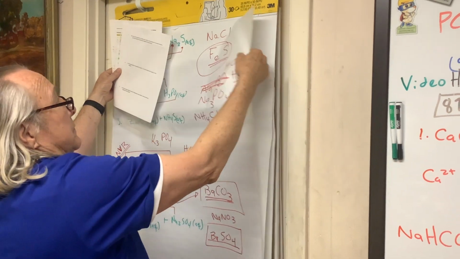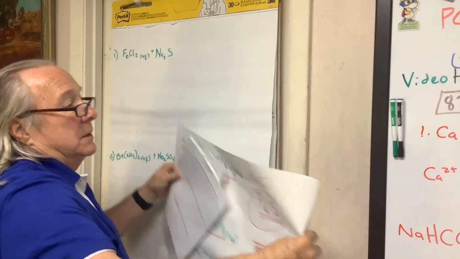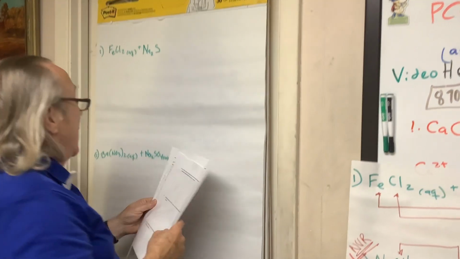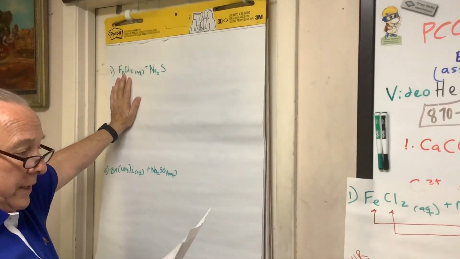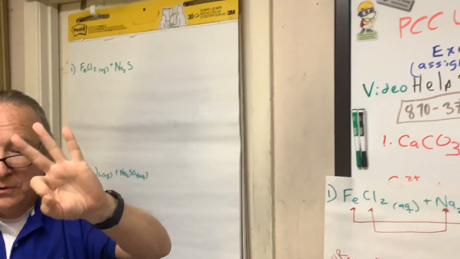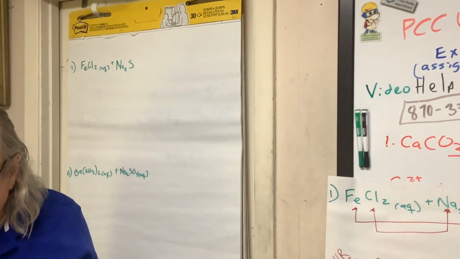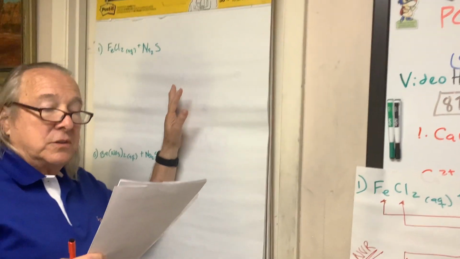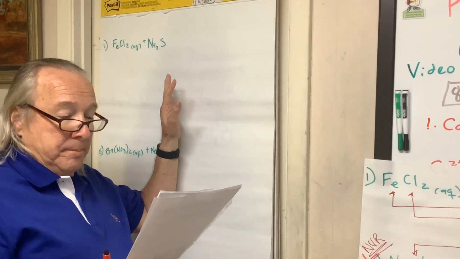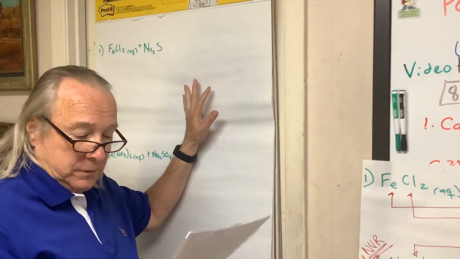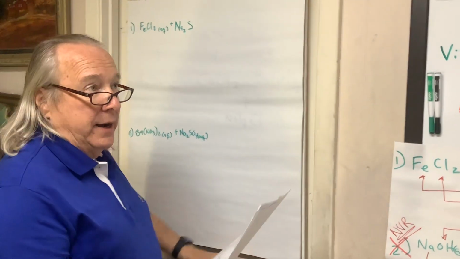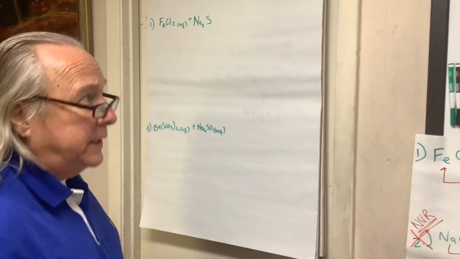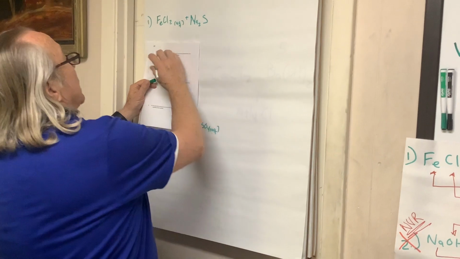So, the first one, it says, write 3 things. A balanced chemical equation, a complete ionic equation, and a net ionic equation. So I'm going to do all 3 things for each of these. I'm going to start off in green and do the balanced chemical equation.